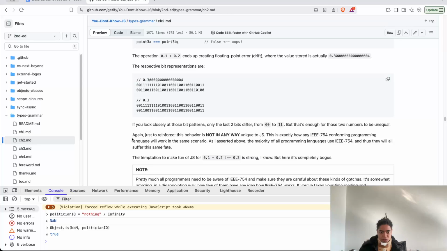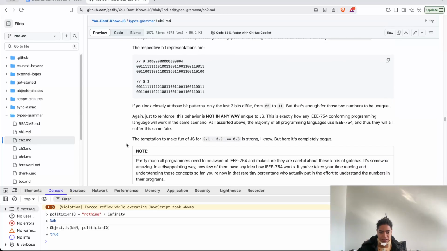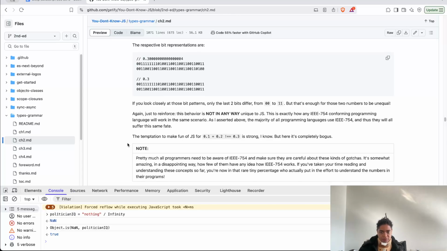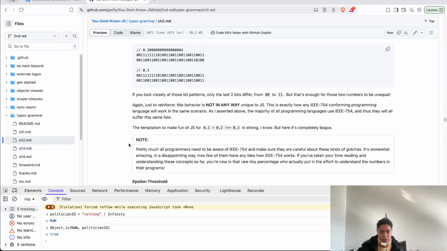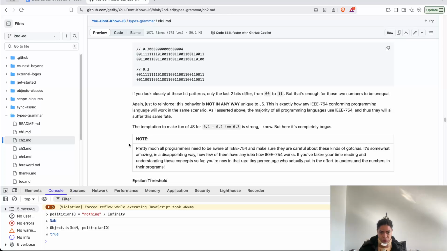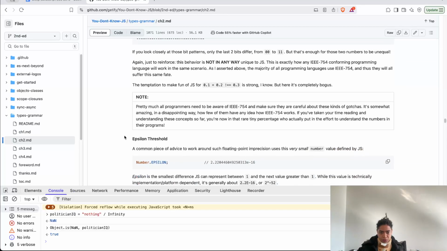Again, just to reinforce, this behavior is not in any way unique to JavaScript. This is exactly how any IEEE 754 conforming programming language will work in the same scenario. As I said above, the majority of programming languages use that, therefore they are going to suffer the same fate. The temptation to make fun of JavaScript because 0.1 plus 0.2 is different from 0.3 is strong. I know, but it is completely bogus.